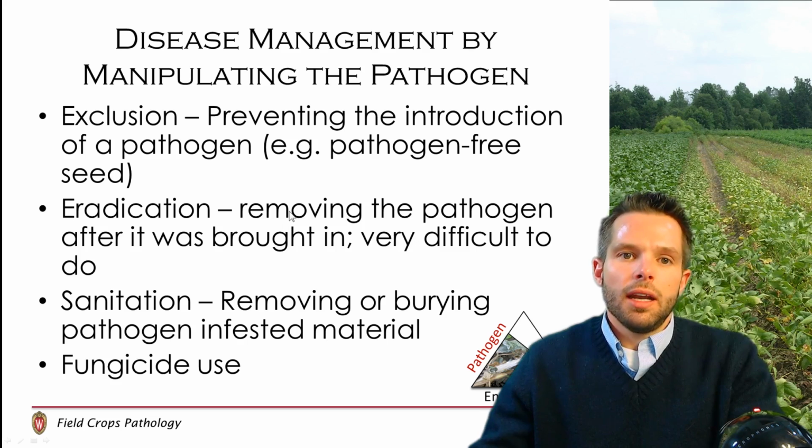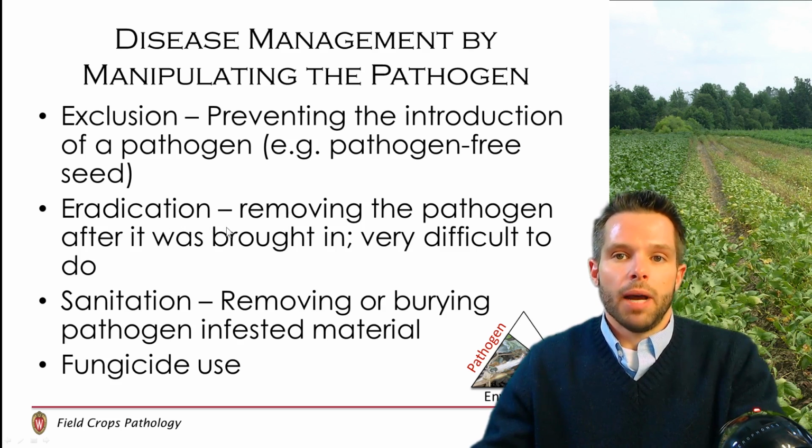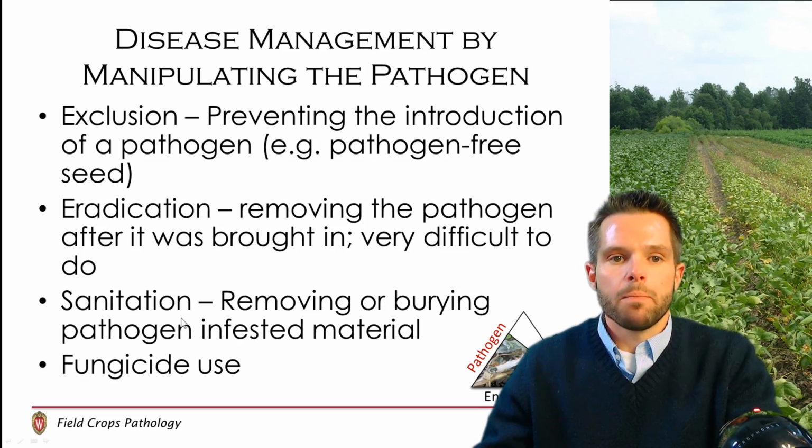Once a pathogen is in an area, we could try to eradicate it by removing that pathogen, although this can be very difficult once a pathogen has entered an area. So you can imagine, say, soybean cyst nematode entering an area. Once that particular pathogen is there, it's basically impossible to eradicate it. However, some foliar diseases could potentially be eradicated by actually removing some of the plants that are infected if you catch it early on.